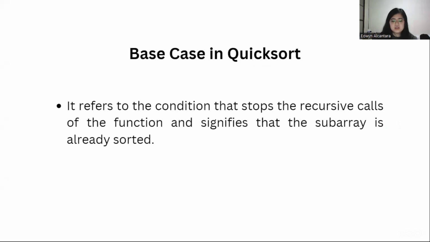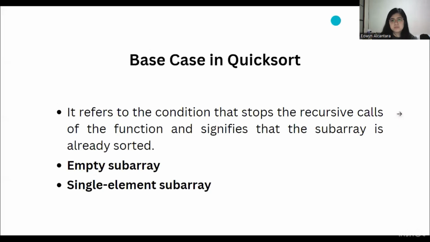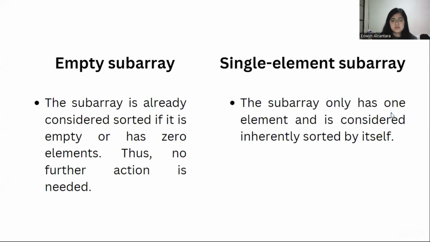The two common scenarios are when the array is an empty subarray or when the array is a single element array. To briefly define both cases, an empty subarray is a subarray that has 0 elements, and thus is already considered sorted and no further action is needed. In this case, the recursive call would simply return without any modifications. Meanwhile, a single element subarray is a subarray that only has one element, which is then considered to be inherently sorted by itself. Some implementations might explicitly check for this condition and stop recursion when the subarray size is equal to 1.